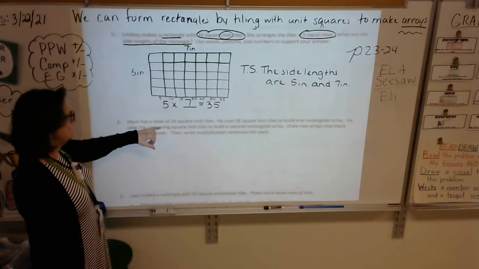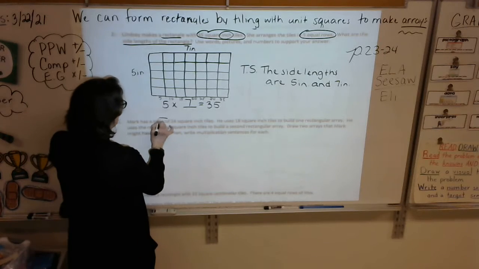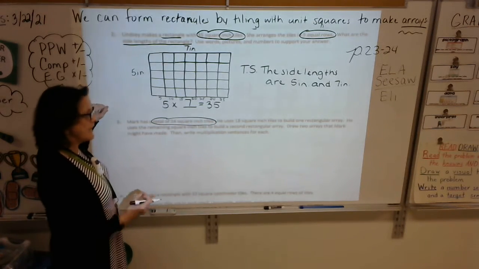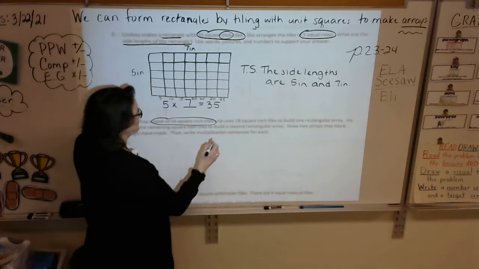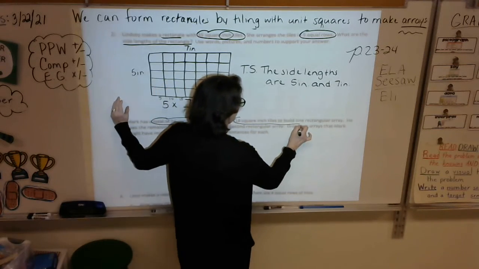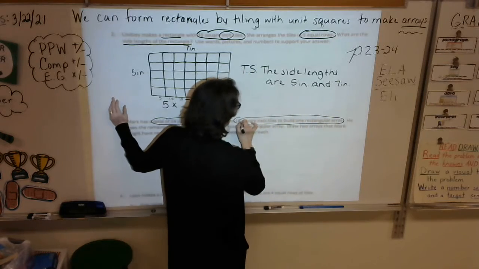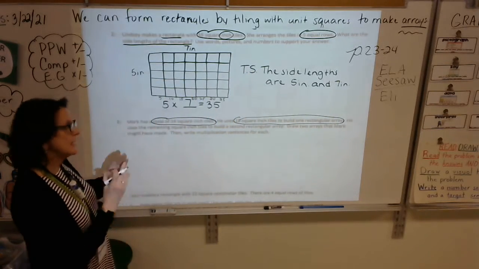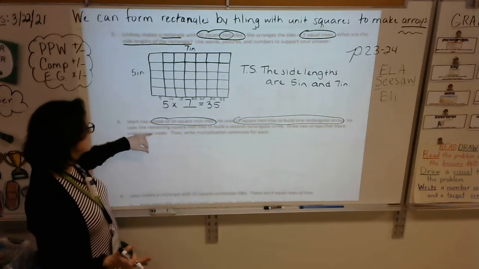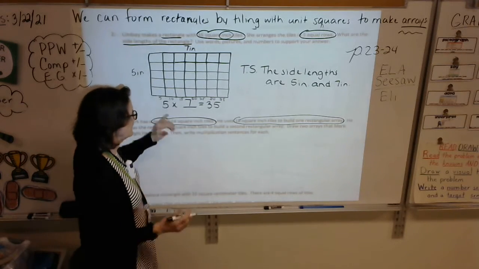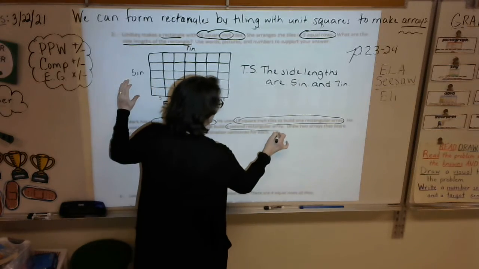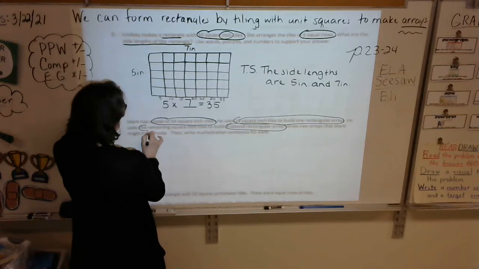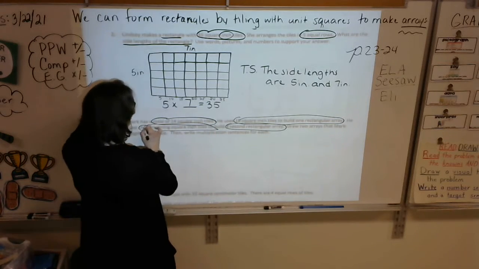Mark has a total of 24 square inch tiles. So a total of 24 square inch tiles. He uses 18 square inch tiles to build one rectangular array. There's that big word, rectangular array, so we know what we're going to be drawing. We're going to be drawing a rectangle in the form of an array. And he uses the remaining square inch tiles to build a second rectangular array.